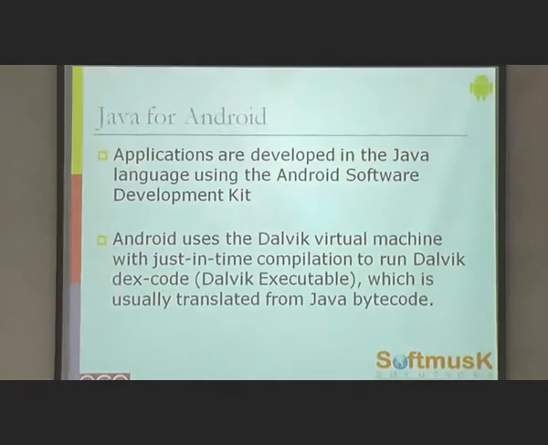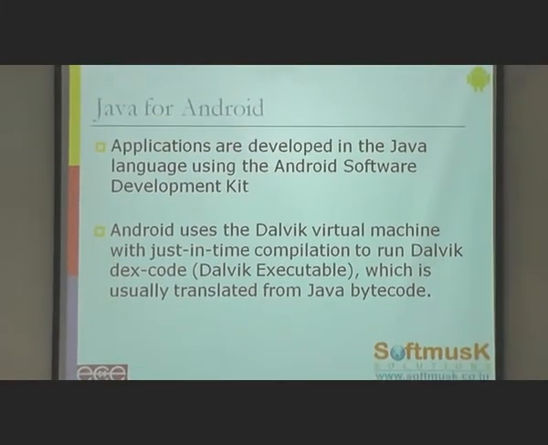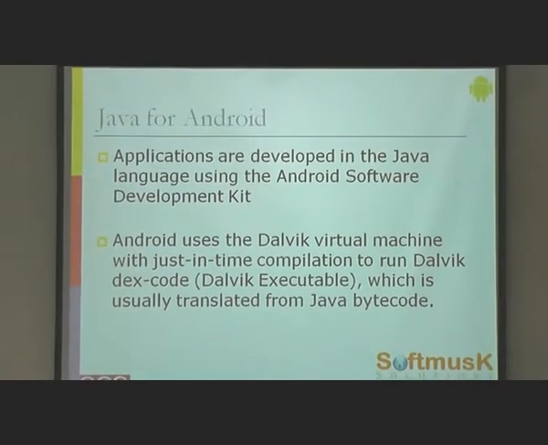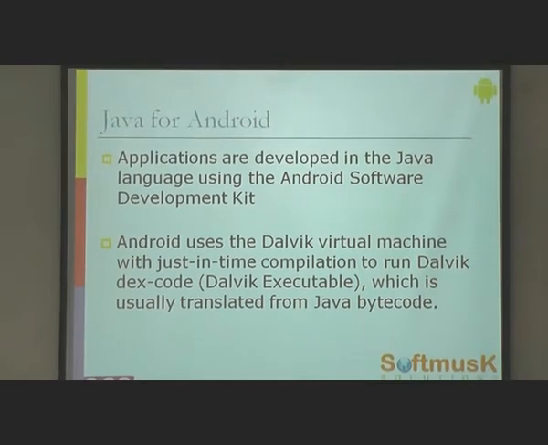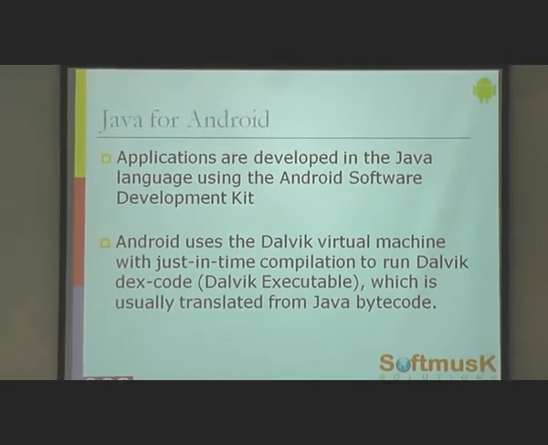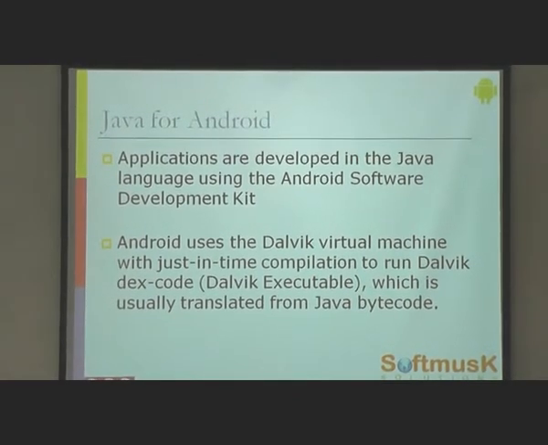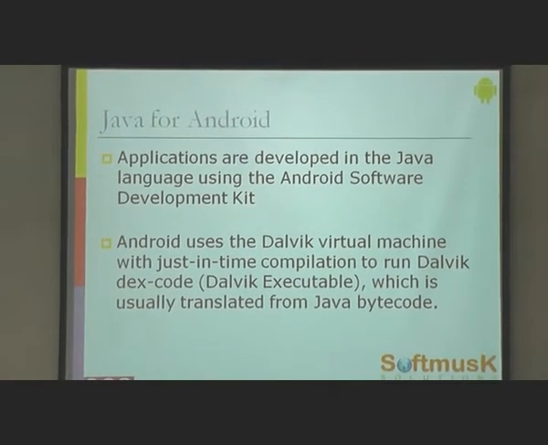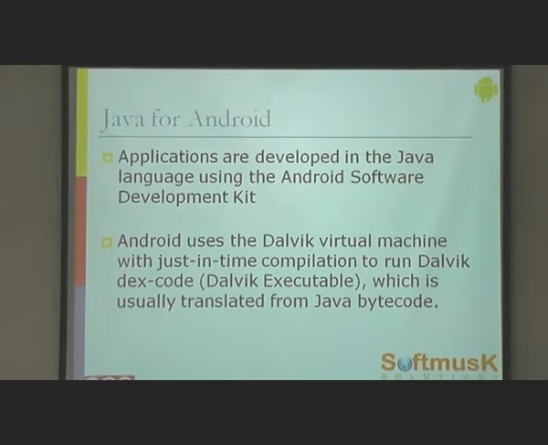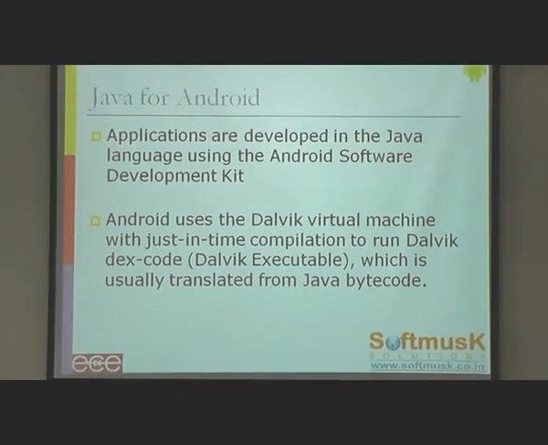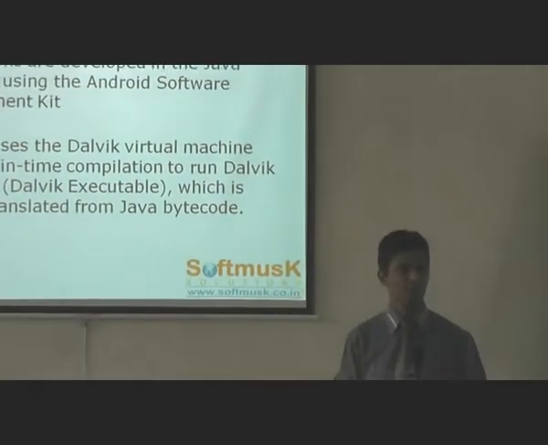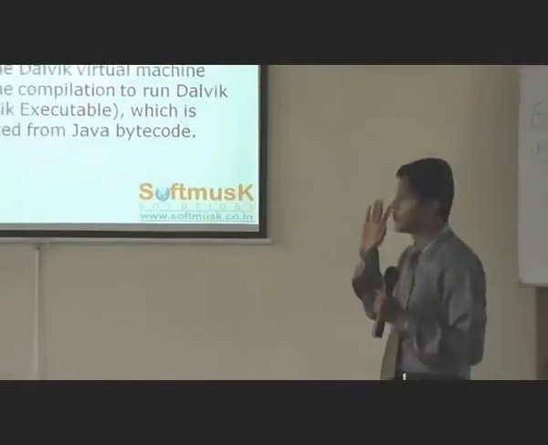Java for Android. Applications are developed in the Java language using the Android software development kit. Now, unlike your computers, where if I want to build software I can use C, C++, VB, .NET, or Java, in the same way, if I want to build software for an Android phone, I can use the Java language.